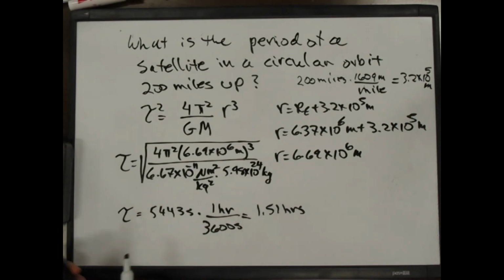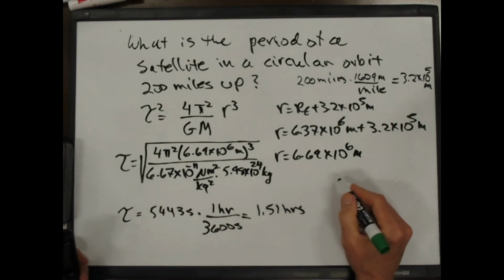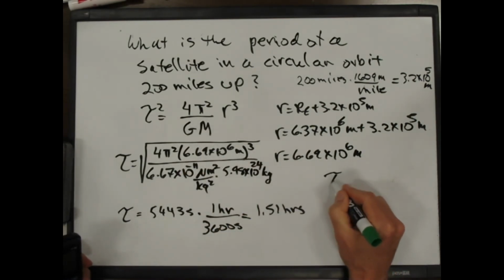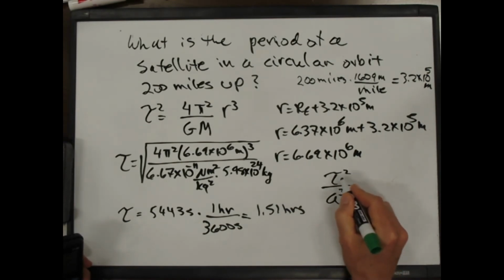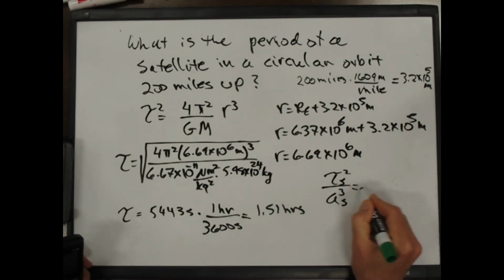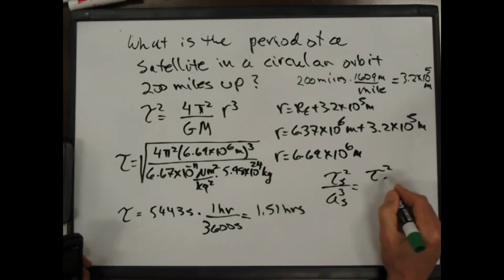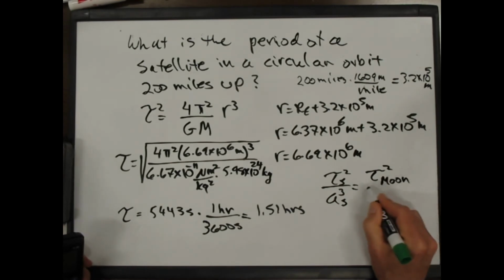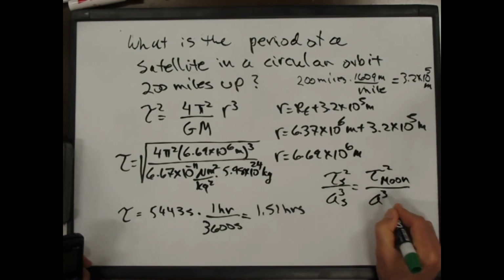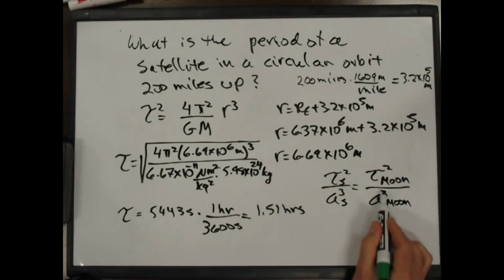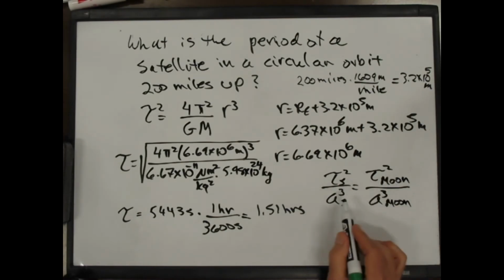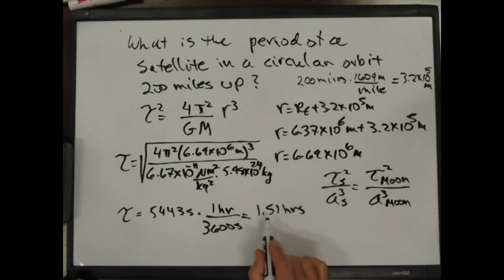There are other ways to do this problem. You could say the period squared over the semi-major axis cubed for the satellite is equal to the period squared over the semi-major axis cubed of the moon, right? Because these are two things that are orbiting the Earth. And so if you knew the semi-major axis, you could look these two up, and you could do this calculation and solve for the period of the satellite, and you would get the same number as this. So there are other ways to solve that problem.